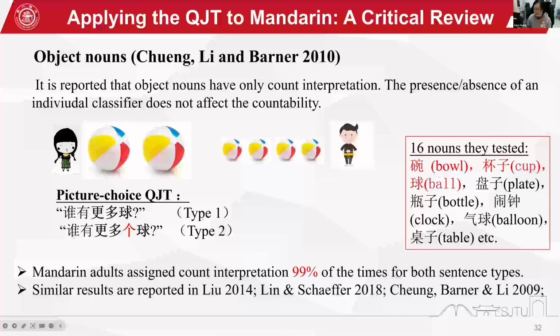And the nouns they tested were like bowl, 碗, 杯子, 球, 盘子, 瓶子, 闹钟, 气球, 桌子, and so on. So it is reported that these object nouns get the count interpretation 99% of the time for both sentence types. So remember, this is exactly the result the semantic account predicts. The semantic account predicts no distinction between these two types of sentences. And similar results are reported in other studies, in Liu 2014 and Ning and Schaeffer 2018. They all tested object nouns and got similar results. In our study, we test the same nouns, like vase and ball, but we use another experimental method, and we got quite different results, as we're going to see later.